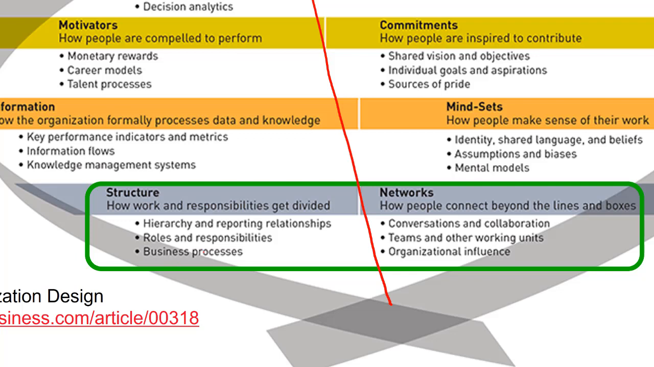On the informal side, which they call the network, it's how people are connected beyond the lines and boxes in your organizational chart. There are the conversations, the informal collaboration, teamwork with other work units, and also the informal organizational influence that one individual or unit may have on others.